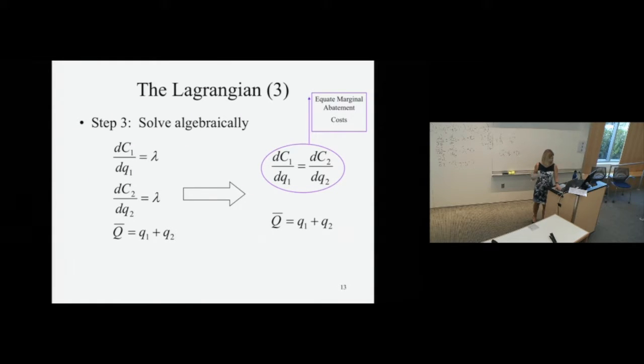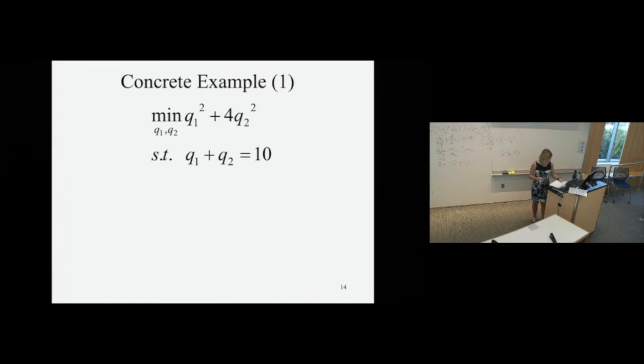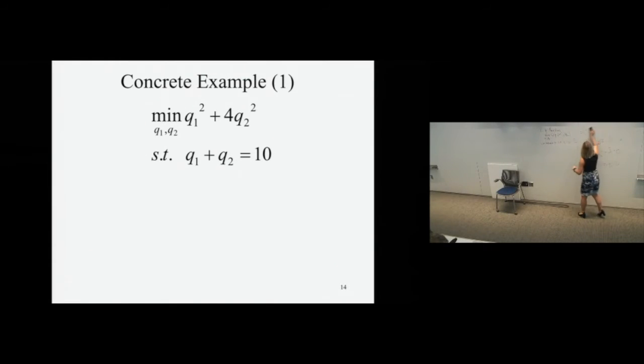So equate marginal abatement costs and satisfy your constraint. So let me find an eraser. Now we're going to do a concrete example. So this is your very generic solution that you could plug your formulas into and solve. But just to make sure everybody's on board, we'll put some real numbers out there. And we'll even have a fun little marginal abatement cost graph to look at.